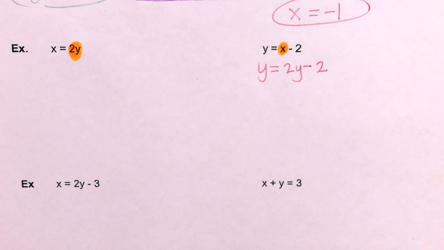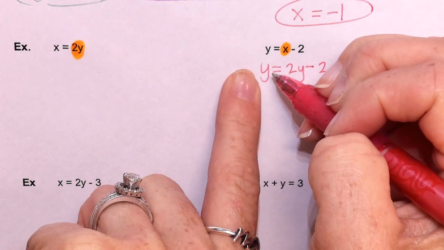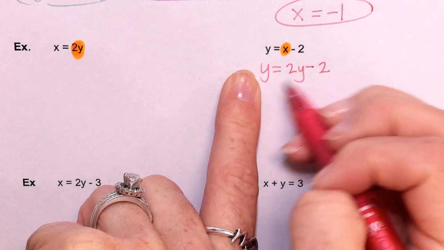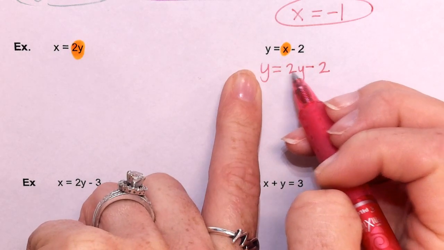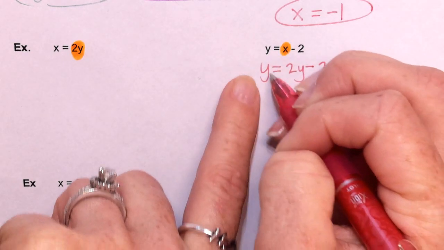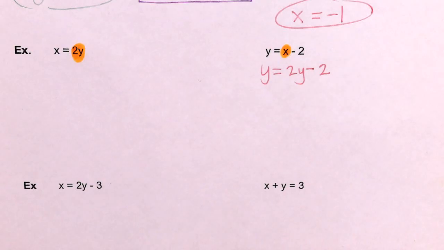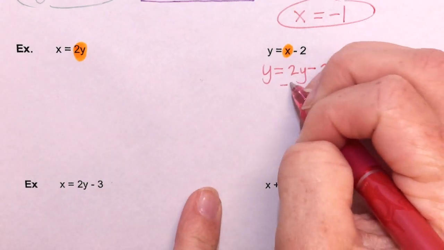Do I now have an equation that has all the same variables that I can solve for the value? How would I get all the y's to one side? Can I pull this 2y over here? Could I pull this y over here? Does it matter which way I do it? No, I'm going to go ahead and pull this 2y over here just because this -2 needs to be moved away from it anyways, right? So I'm going to subtract 2y.